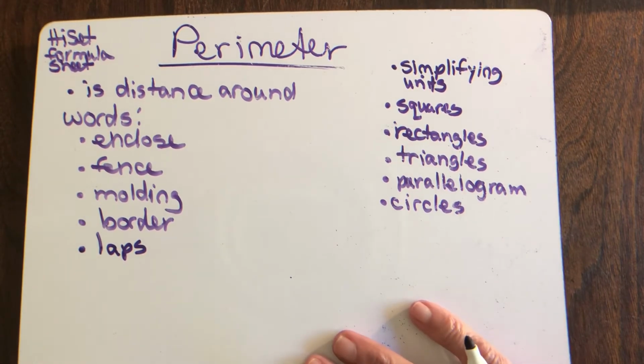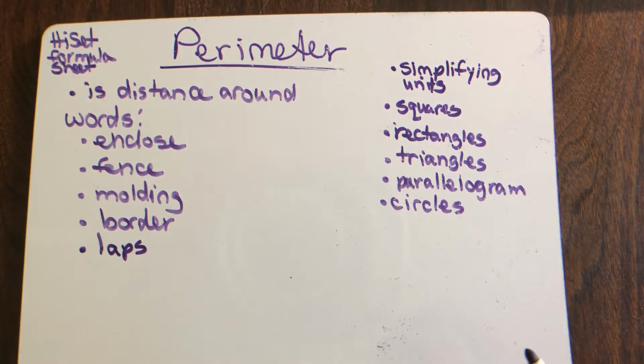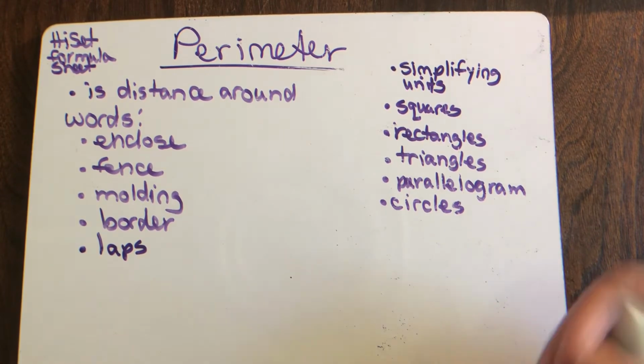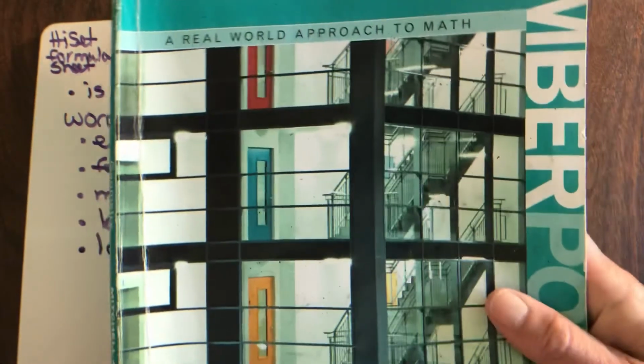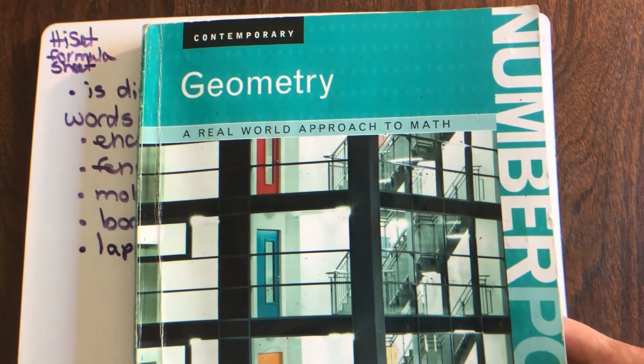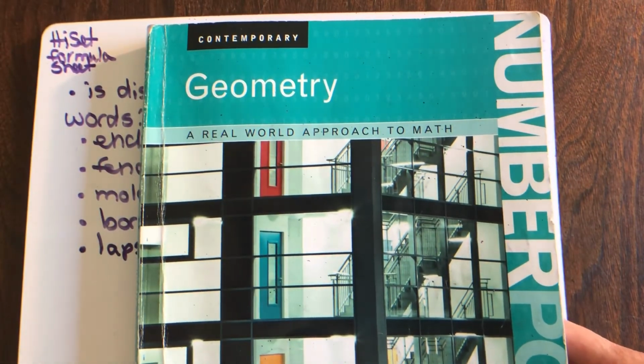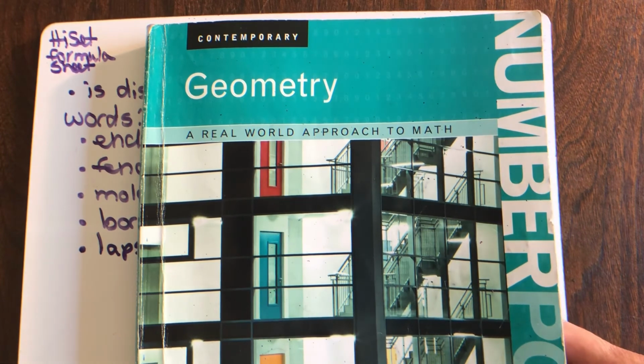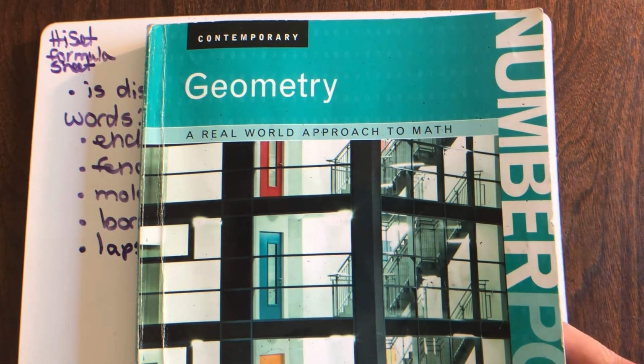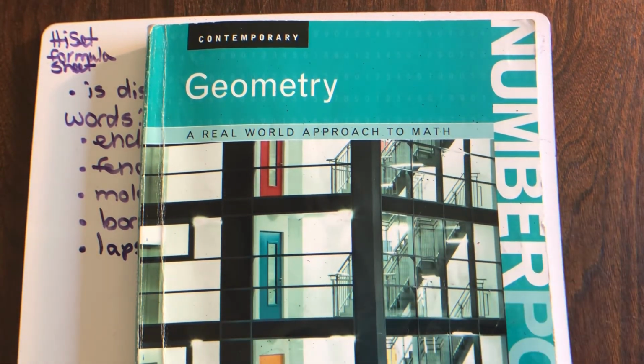So go ahead and get your calculator. Get your formula sheet, get your pencil. You're going to need some note cards because we're going to take some notes, and we'll get started. And just for your information, I am going to use the Number Power book. It's a great book because it breaks it down into the different shapes, and it also combines simplifying units of length with that. So if you'd like to follow along, get your stuff out and we'll get started.